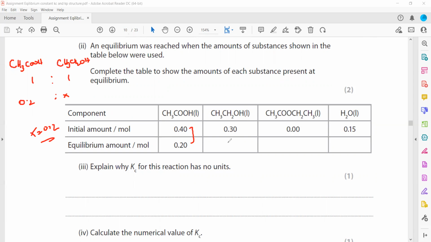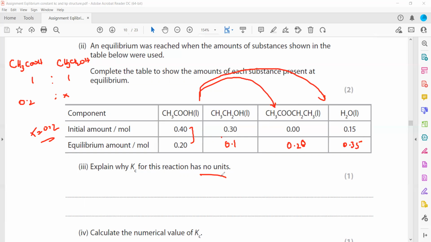But what we write here is how many moles are left. So it's the original moles minus the reacted: 0.3 minus 0.2. How many moles are left at equilibrium? 0.1. Same thing, the ratio is 1:1, so 0.2 moles will be produced and originally it's 0, so 0 plus 0.2 gives 0.2. Then with the 1:1 ratio again, the same number of moles, 0.20, will be produced and already we have 0.15, so 0.15 plus 0.20 is 0.35. So these are the moles at equilibrium: 0.2, 0.1, 0.20 and 0.35.